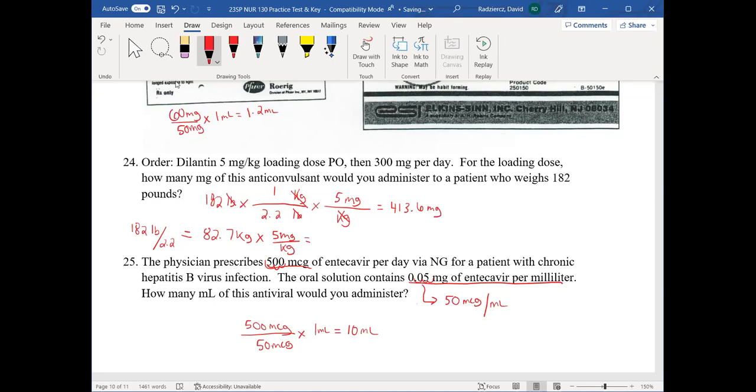So 82.7 times 5. And here I am going to get a slightly different answer. I'm going to get 413.5 milligrams. Okay. So if we're at Allegheny campus, this most likely will be the answer.